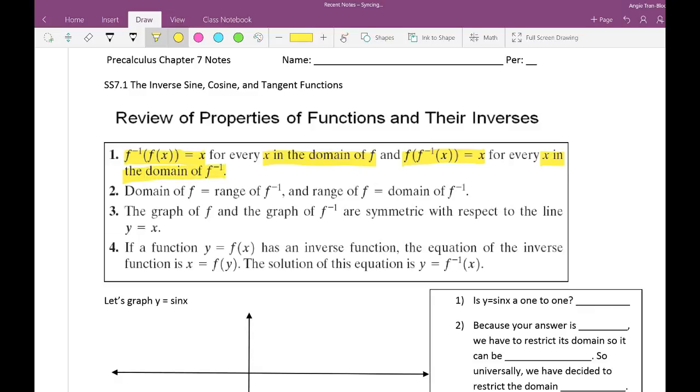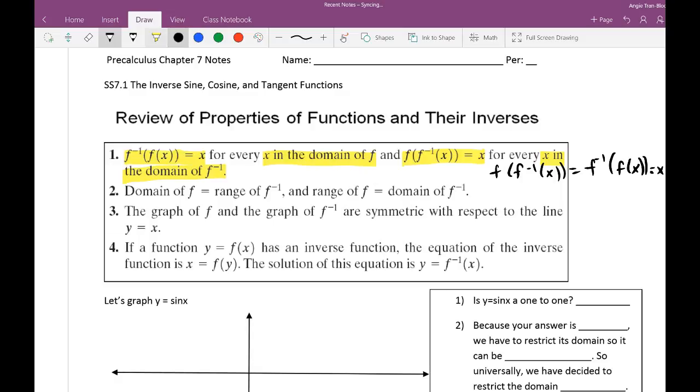So what we're saying is that f composed with f inverse should be identical to f inverse composed with f of x, and they should come out to be x, okay? For them to be inverses of each other.